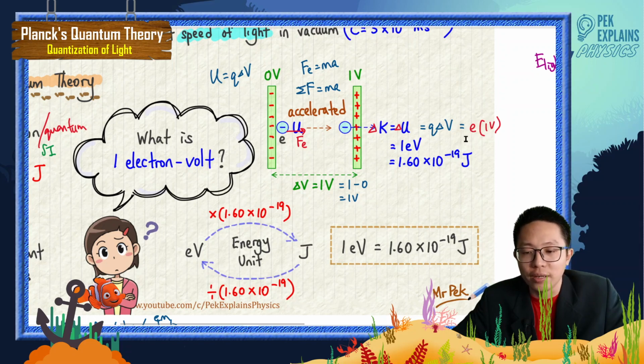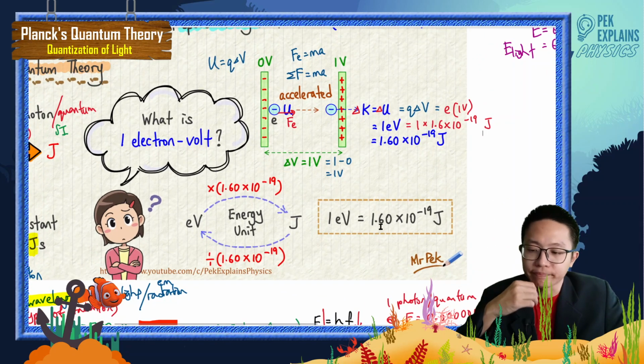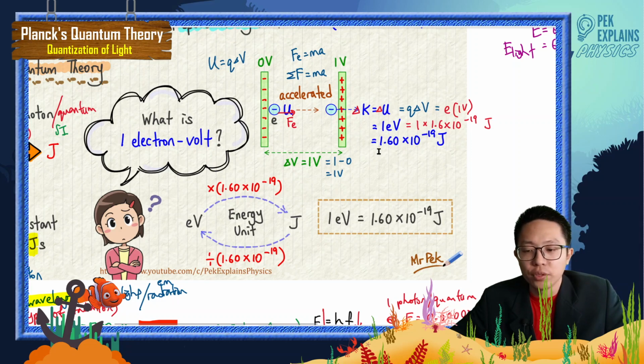And what is the charge of 1 electron? It is 1.6 exponent negative 19 coulomb. So again, let me write this again. One electron multiplied by the value, the electron charge 1.6 exponent negative 19, then you get joule. That's why the unit in joule is 1.6 exponent negative 19 joule. So 1 electron volt is actually 1.6 exponent negative 19 joule.